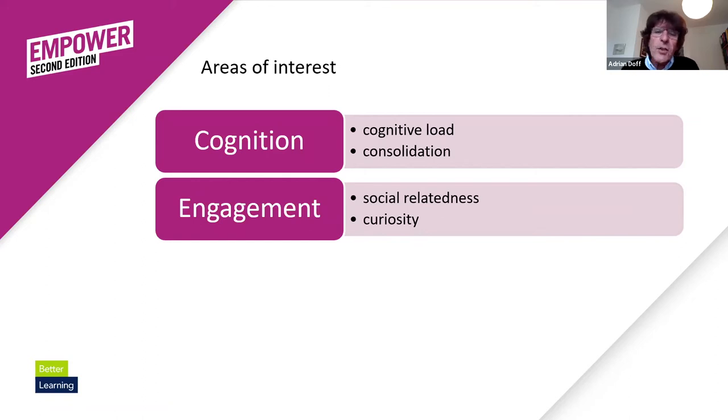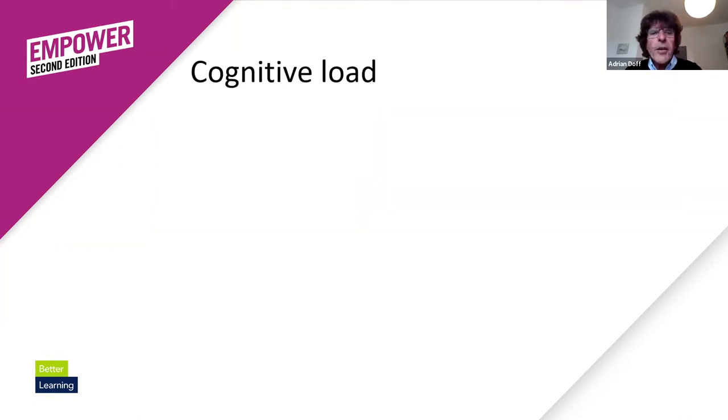And with each of these, I'm going to start by looking at what research has to say about it and summarising research. And then we're going to look more practically at how we might apply this and what the implications are for classroom teaching, and look at examples from Empower second edition, and see how they might illustrate some of these features. Okay, so let's start off by looking at the issue then of cognitive load.